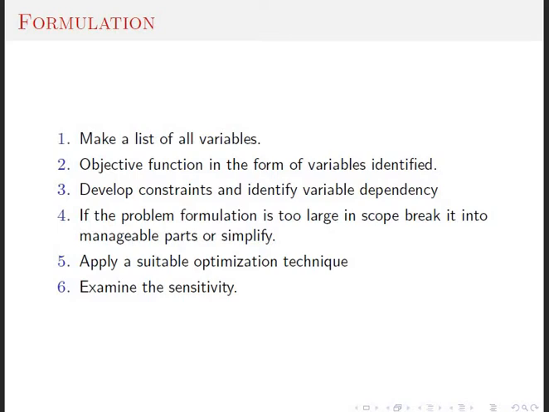If the problem formulation is too large in scope, break it up into manageable parts or simplify the objective function and the model. Now apply a suitable optimization technique for this problem. Finally, examine the sensitivity of the result to changes in the coefficients in the problem and the assumptions.